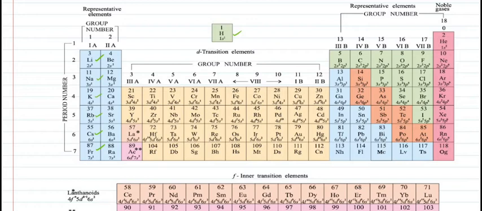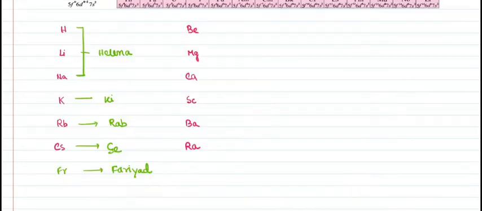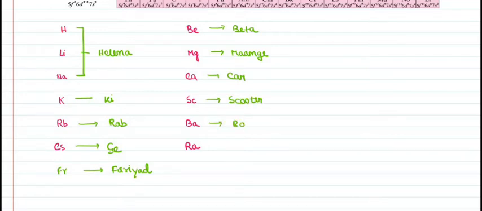The next group we will look at is the second group. Beryllium, magnesium, calcium, strontium, barium and radium. What we can do with the second group is Be makes beta, Mg is mange, Ca is car, Sr is scooter, Ba is bap, Ra is roe. So beta, mange, car, scooter, bap, roe. In this way we can memorize the second group.